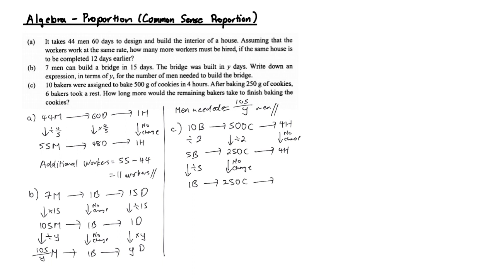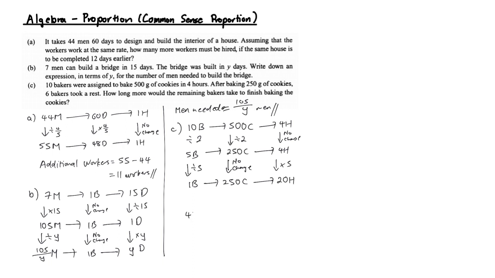Now we look at the relationship between bakers and hours. The more bakers, more hours, or more bakers, less hours. So it's inverse relationship, right? So if you divide by 5 for the bakers, you must multiply by 5 here. So that will give you 20 hours. So 1 baker will bake 250 grams of cookies in 20 hours.